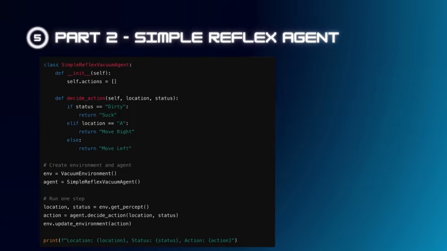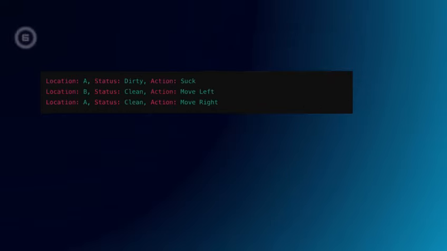This code defines a simple reflex vacuum agent that reacts based on its current perception. The decide_action method makes decisions. If the room is dirty, it sucks. If clean and in A, it moves right. Otherwise, it moves left. The environment is created. The agent perceives its surroundings, takes action, updates the environment, and prints the result. This demonstrates a basic reflex agent operating step by step.